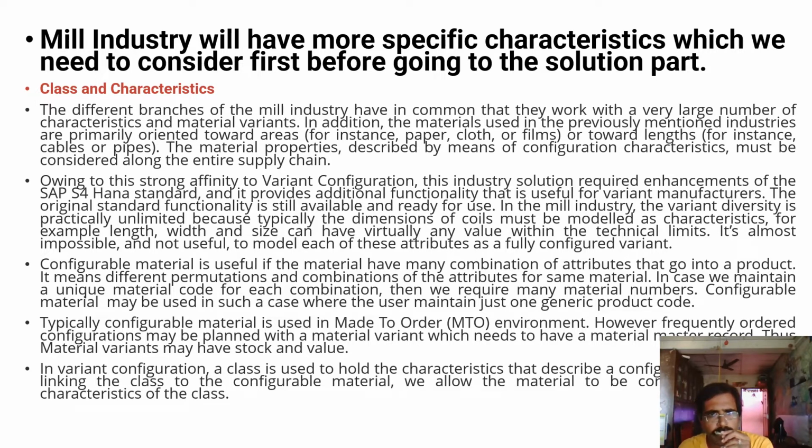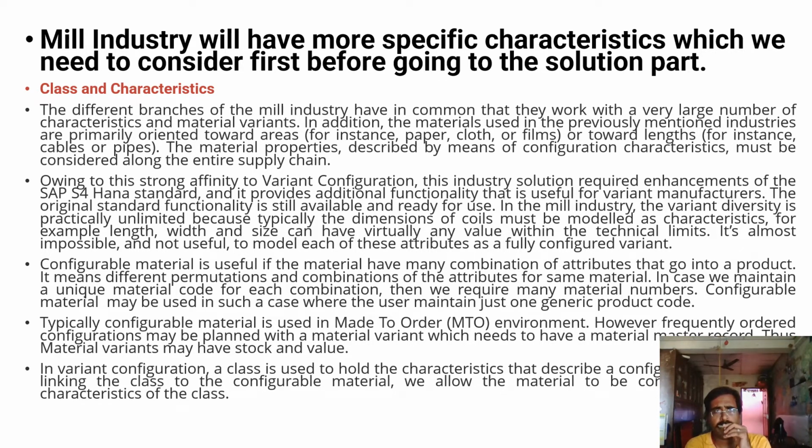So it's almost impossible and not useful to model each of these attributes and make it as a single prototype, right? That is not possible. It's a fully configured variant, okay? Based on the client end user requirement, we need to go for the variant configuration, right?